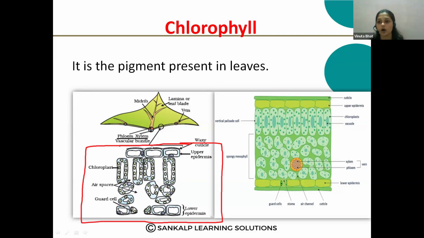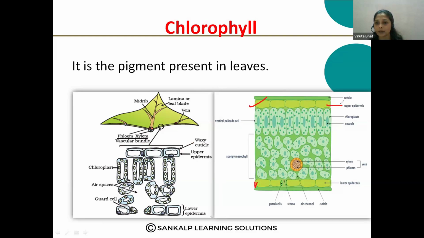And what you observe in the microscope, that is, when you take the section of the leaves, you can observe the two cell layers here. This is the first layer and this is another layer. This is called the upper epidermis. The cells here are called the upper epidermis. And this is called the lower epidermis.